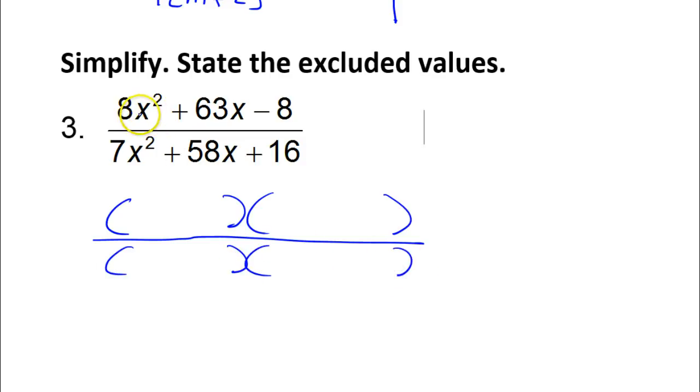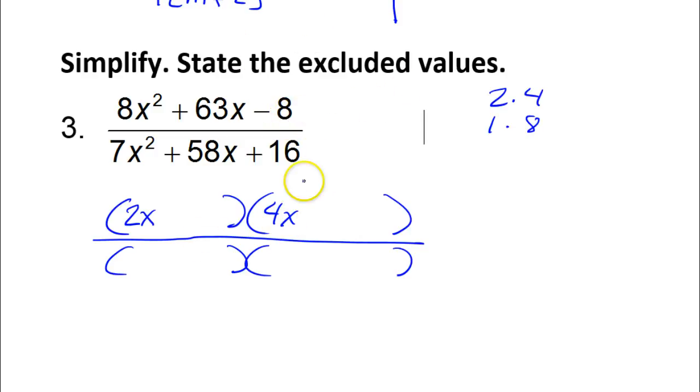Anyways, when I look at 8x squared, I'm thinking, okay, that's either going to be 2 times 4, or it's going to be 1 times 8. I'm going to try the 2 times 4 first. So that means 2x and 4x. You know what? I can already see that that's not going to work out.